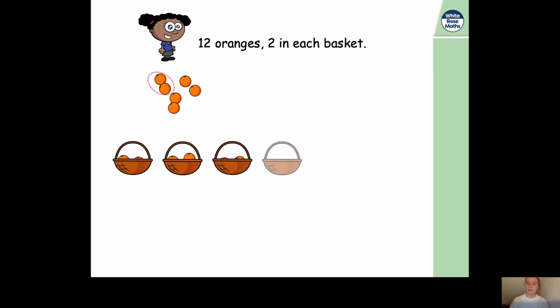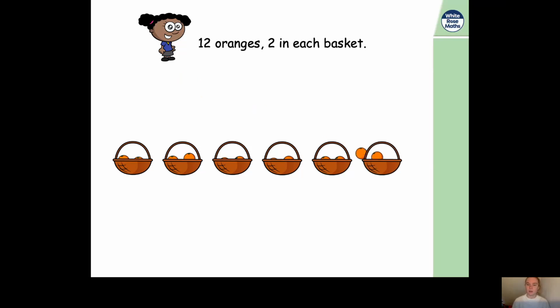So let's add another basket and move those 2 oranges over. Oh, no, she's still got oranges left over. So let's get another basket and put 2 more oranges in. And then, oh, wait, she has got 2 oranges left. So how many more baskets is she going to need? Yes, she needs 1 more basket because remember, she needs 2 oranges in each basket. So there we go. She's got all of her oranges in baskets and each basket has 2 oranges in.